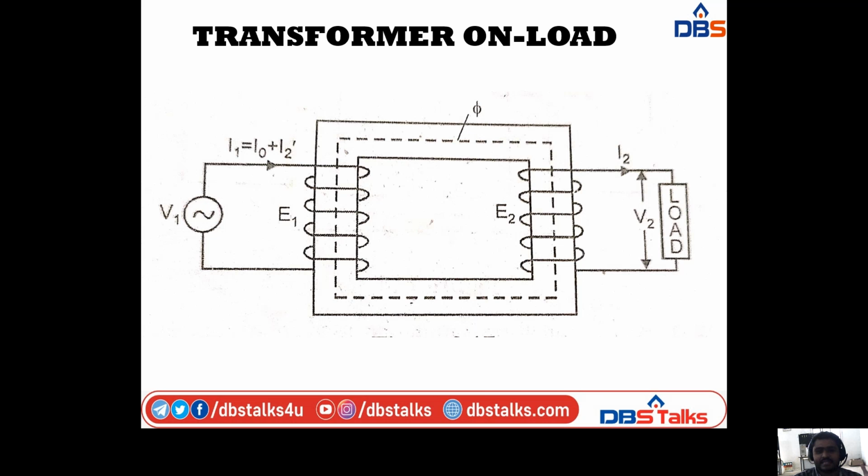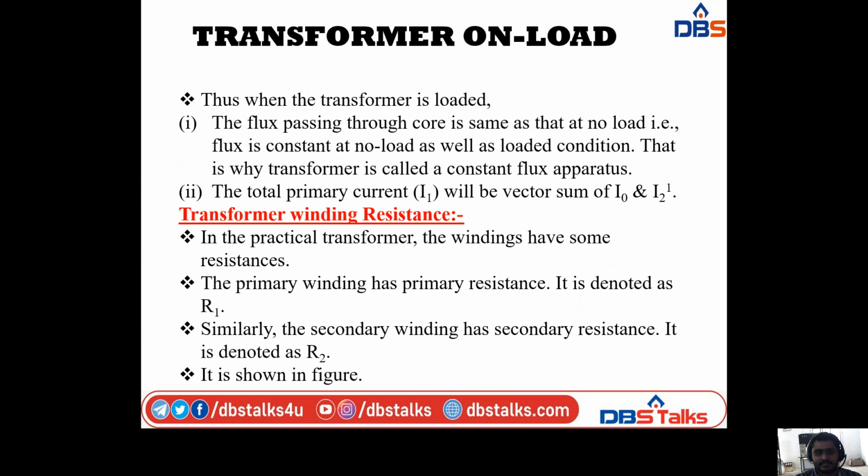After phi2 dash and phi2 cancel each other, finally we have only the flux phi, that is the primary winding flux. This is the diagram representation of that explanation. Here the primary current I1 is equal to I0 plus I2 dash. Thus, when the transformer is loaded, the flux passing through the core is the same.